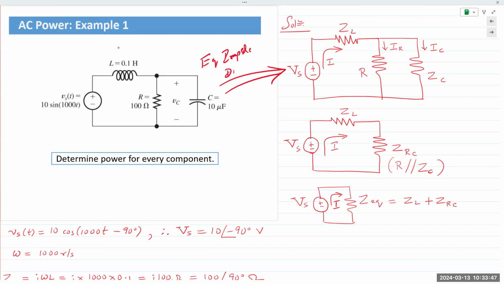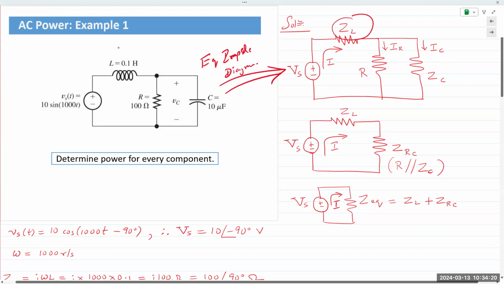Impedance diagram, where we represent every single component by its impedance and the sources by their phasors. If you think back to chapter 5, that was always the first step for every single circuit problem. That converts the inductor into ZL, the capacitor into ZC, the voltage source V of t into a phasor Vs, and of course the resistor remains the same. And that is the equivalent impedance diagram.